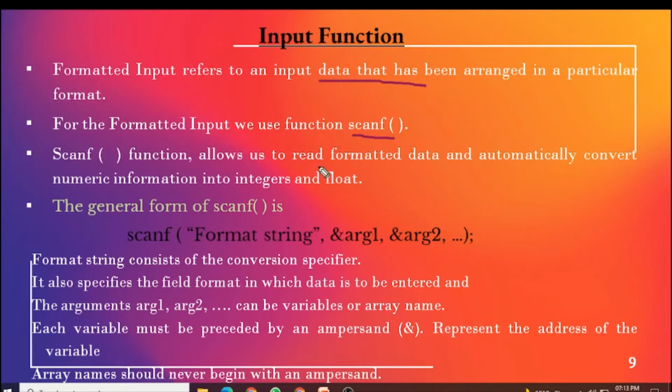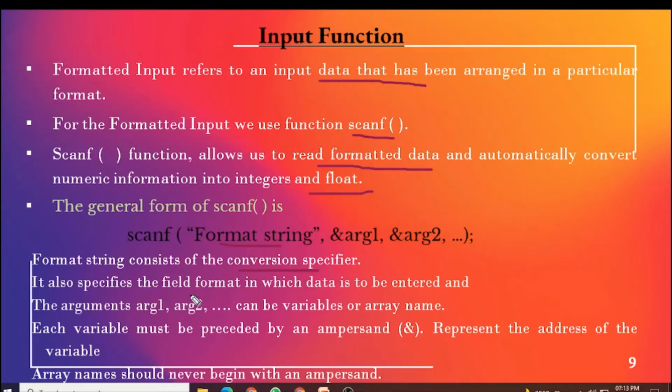This function allows us to read formatted data and automatically convert the numeric information into integers as well as floats. The general form of the scanf function is scanf format string, which we also call the control string, and after the format string we can specify the arguments, starting with the ampersand symbol. This format string may consist of conversion specifiers or format specifiers, which specify the format for a particular data type.